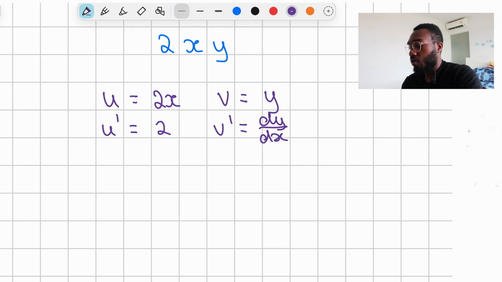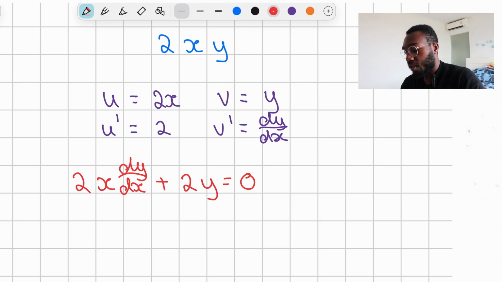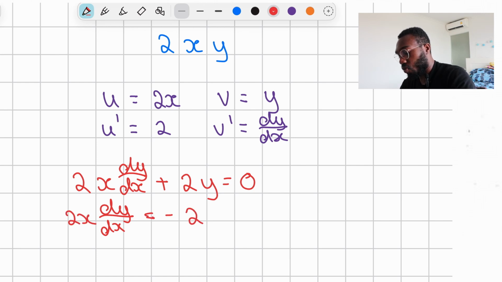And then we could use the product rule, which would simply just be u times v dash. So in this case, it would be a 2x dy over dx, and then that would be plus u dash times v, which in our case is 2y. Okay, and then if we wanted to work this out, if we want to get dy over dx by itself, then all we need to do is we can just bring that 2y to the other side. So therefore we would have dy over dx, and then we'd have the 2x here, that is equal to a minus 2y.